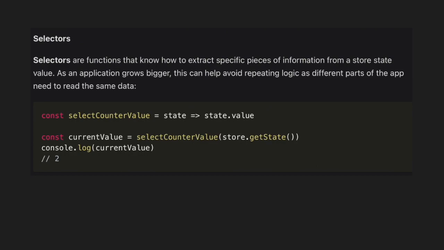Next, we're going to talk about the selector. Selectors are functions that know how to extract specific pieces of information from a store value. As an application grows bigger, this can help avoid repeating logic as different parts of the app need to read the same data.